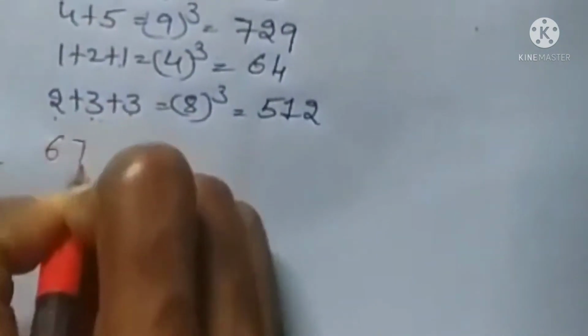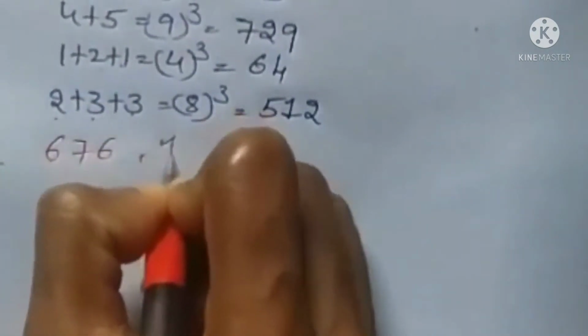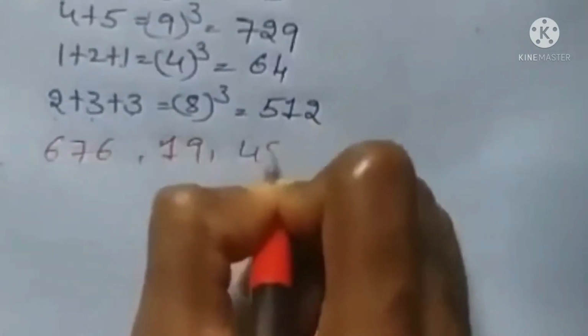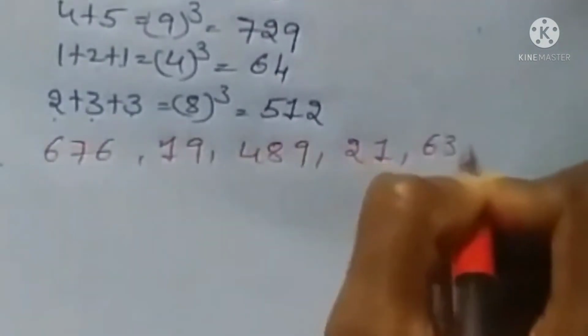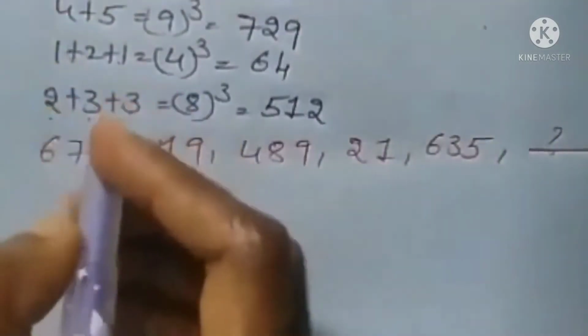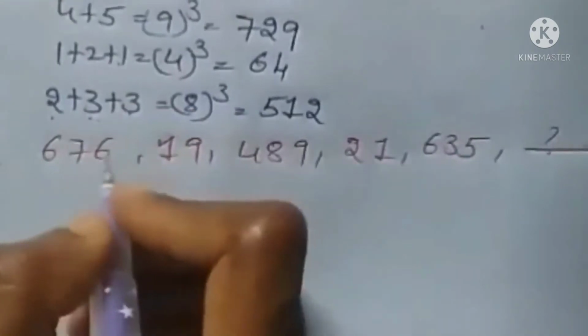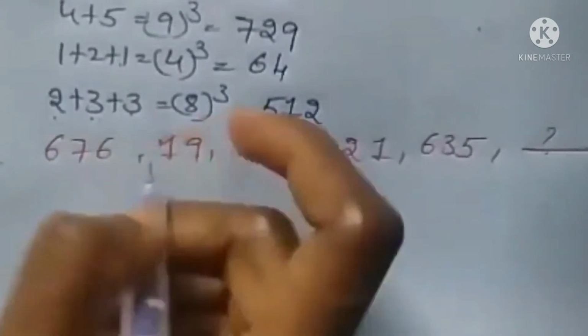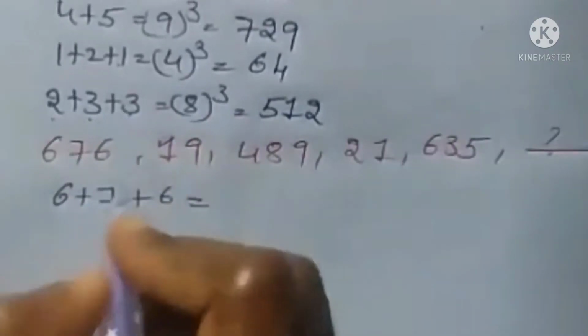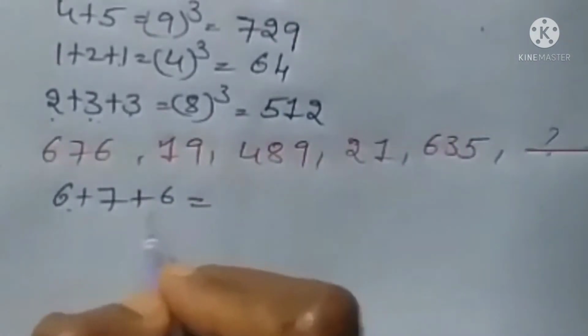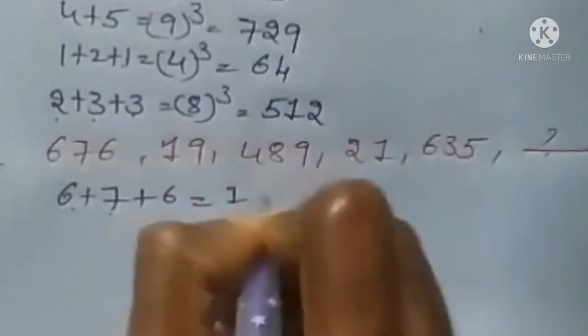That is 676, 19, 489, 21, 635. So now let's find out the answer. Now try it for a while. That is how we can solve this. 6 plus 7 plus 6 is equals to 6 plus 6, 12. 12 plus 7, 19. Yes?